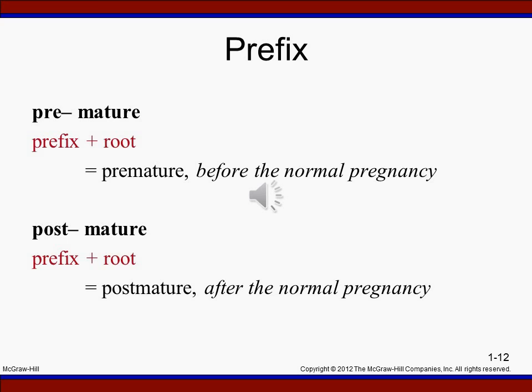Here is an example of the word premature and postmature. As we said, a prefix is found at the beginning of the medical term. So here, P-R-E, plus the root word mature. Premature, before the normal pregnancy, and postmature. The prefix is post here, and mature, two of the same root words, but two different prefixes, which means two different meanings of the word. Premature, before the normal pregnancy, postmature, after the normal pregnancy.